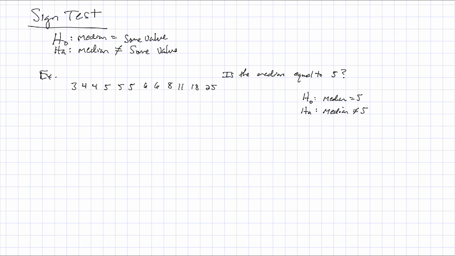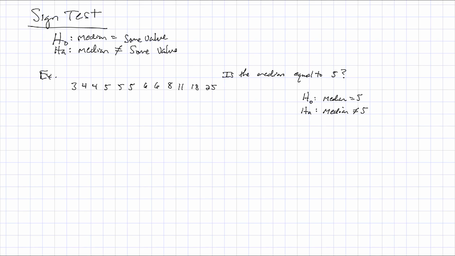We have a data set with all of these numbers: 3, 4, 4, 5, 5, 5, 6, 6, 8, 11, 18, and 25. Hopefully you can see from this data set that it looks like we're skewed right, because we have a couple of values that really spread out and are larger. In this data set, let's ask the question, is the median equal to 5? So our statistical hypotheses that we'll test is the median's either equal to 5, that's our null, or the median's not equal to 5.